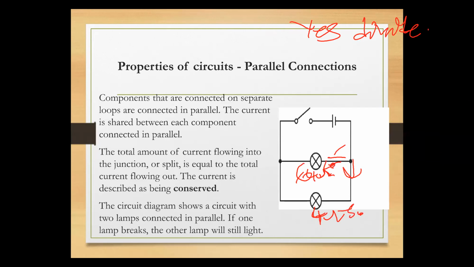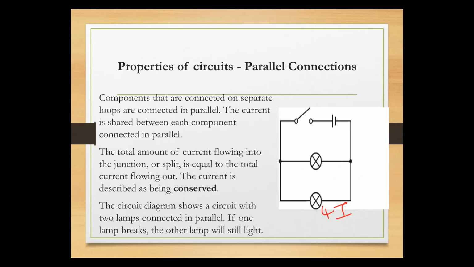However, the rule is that current tends to flow where there is less resistance. So the one with less resistance will get more current. The one with high resistance will get less current. That's how the sharing goes. But we'll get on to the calculations of how they share this current.